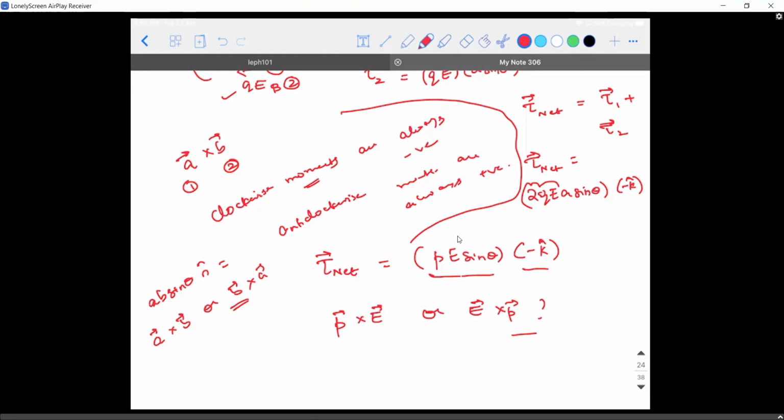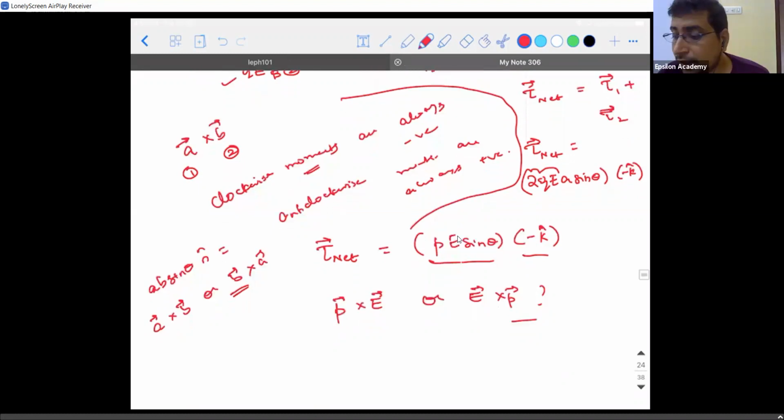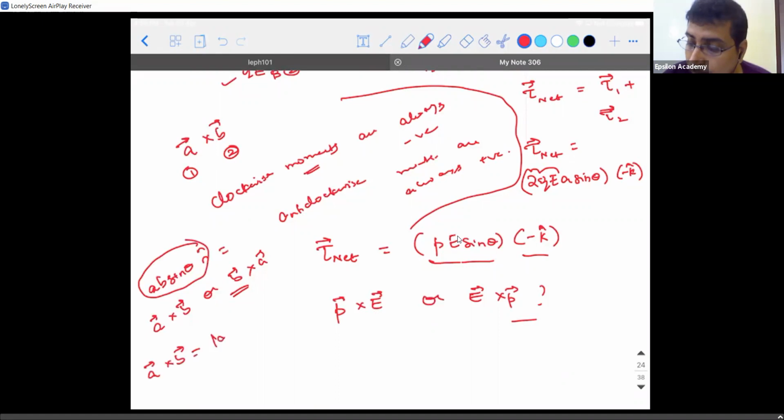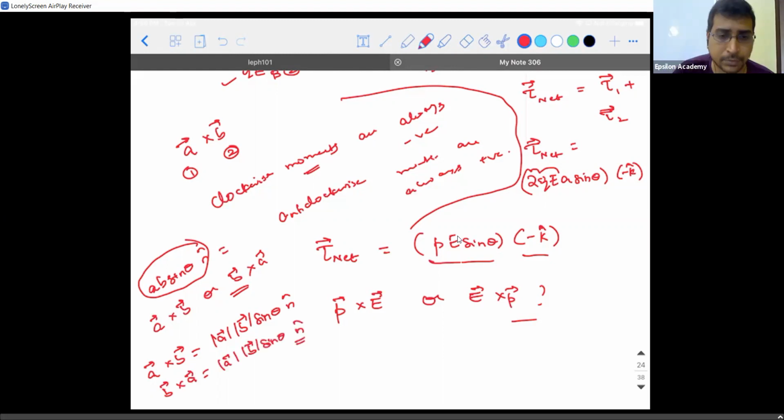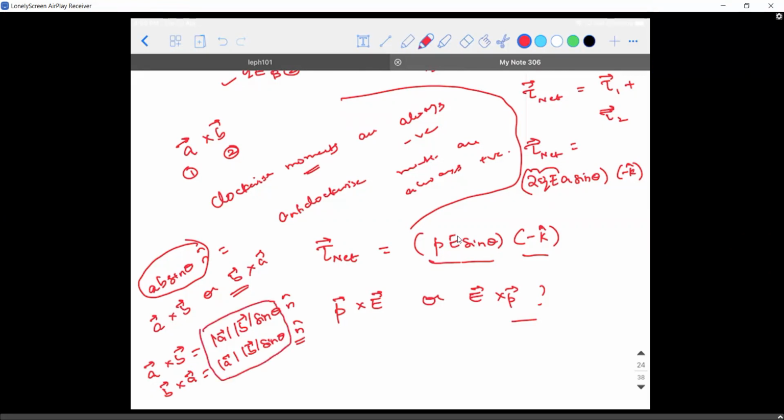Sir, I don't understand, sir. AB sin theta into n cap, this is the formula. A vector cross B vector is equal to magnitude of A vector, magnitude of B vector, sin theta into n cap. I hope you are able to understand. Similarly, B vector cross A vector is B, A, sin theta into a general n cap. This n cap is not the same for A cross B and B cross A. N cap is just telling it's a unit vector. But what is common? AB sin theta is common. So whether I write it as A cross B or B cross A, I think it's P cross E, sir. Why P cross E?